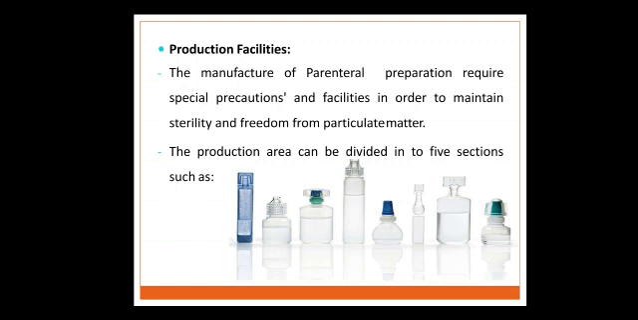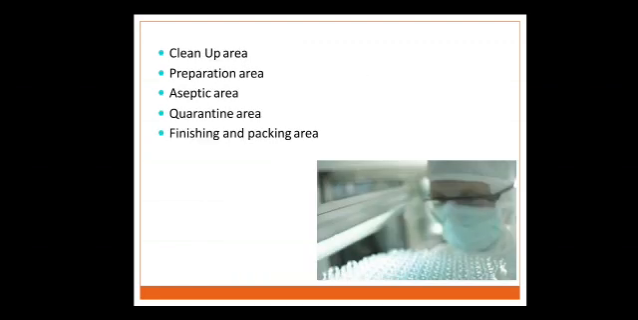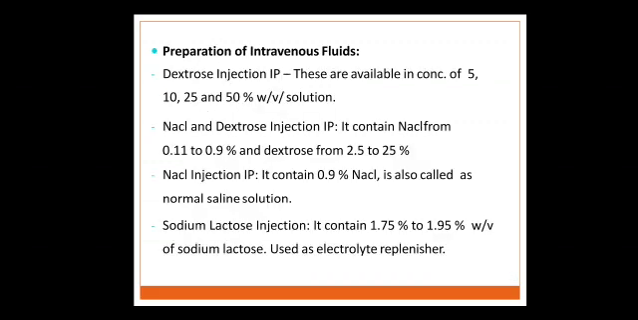Now, starting with the production facilities. The manufacture of parenteral preparations requires special precautions and facilities in order to maintain sterility and freedom from particulate matter. The production area where sterile preparations are manufactured is divided into 5 sections: cleanup area, preparation area, aseptic area, quarantine area, and finishing and packaging area.